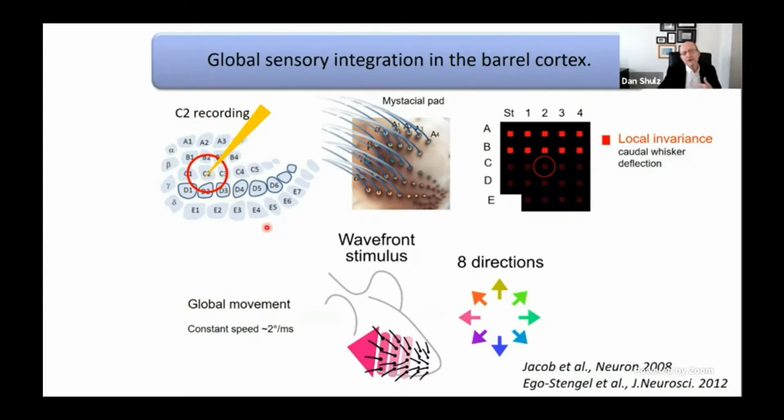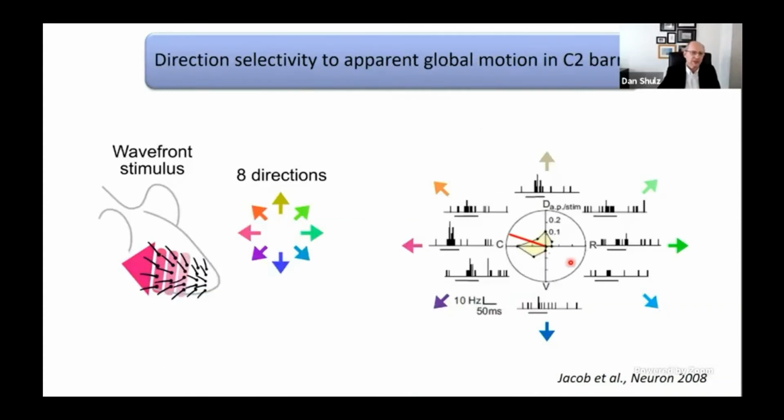If C2 neurons were only caring about the C2 whisker, then the neuron would not be able to extract any information about the global motion. Whereas if it integrates multi-whisker information, then eventually it can give some information about the global motion. And this is indeed the case. This is just one example. You can see here that the response of the neuron is increased for this caudal movement, whereas movements in other directions give rise to a much smaller activity, so that you can build a tuning curve for apparent global motion in the C2 barrel. And this is the average vector for this particular neuron.